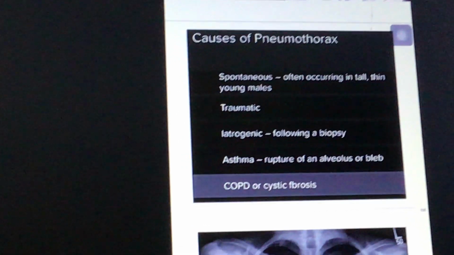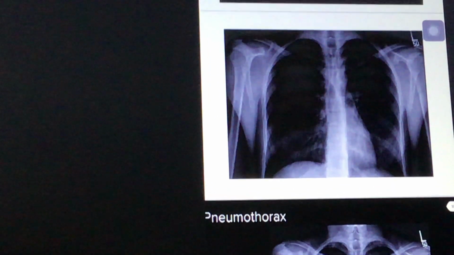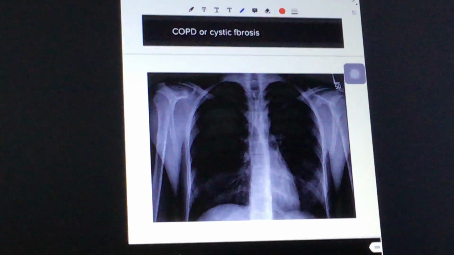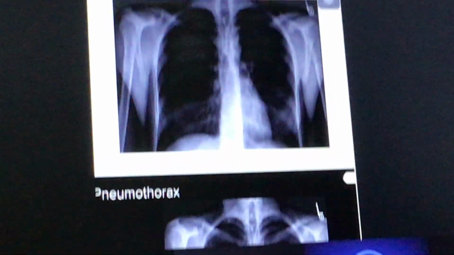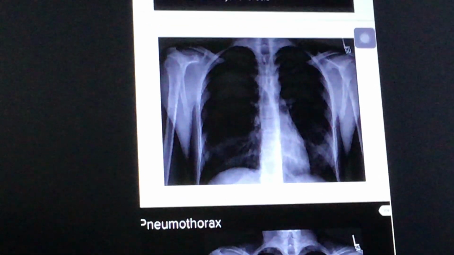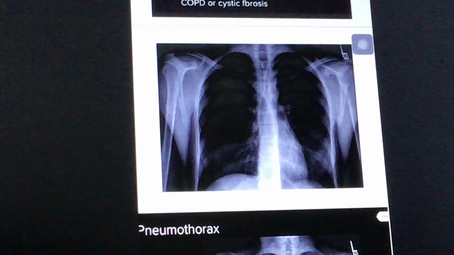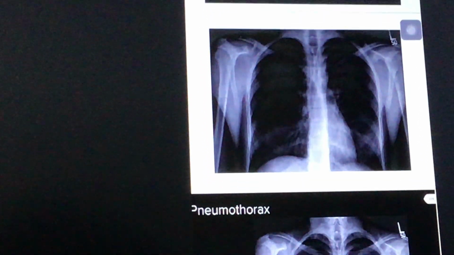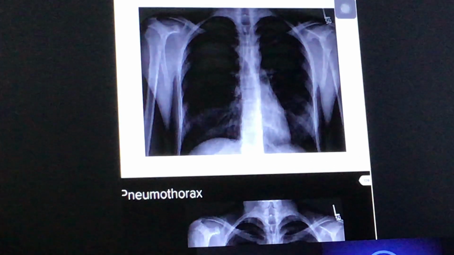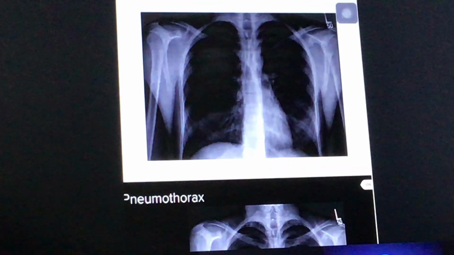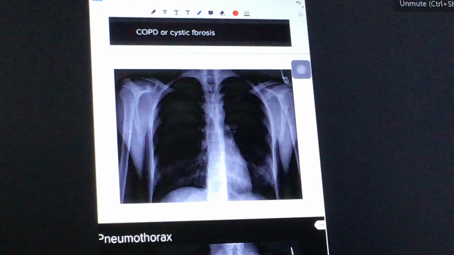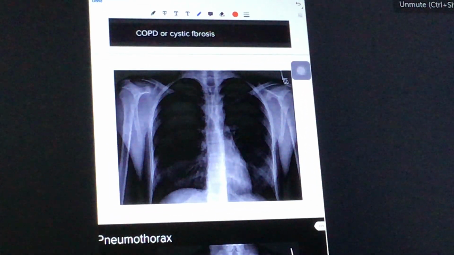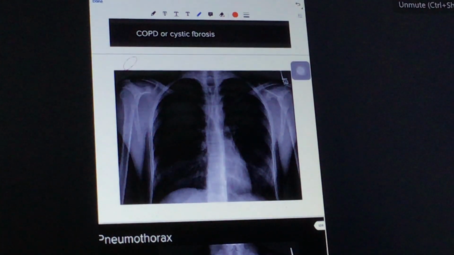So here, which side of the lungs has a pneumothorax? Anyone? Which side of the lung here has a pneumothorax? Left lung or right lung? Right. Left. Why left? This is right. This is not. Which side has pneumothorax? That side.